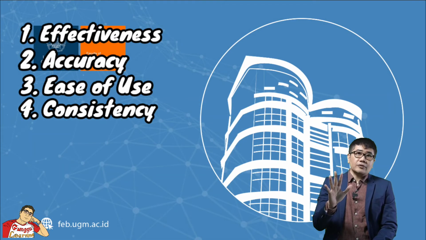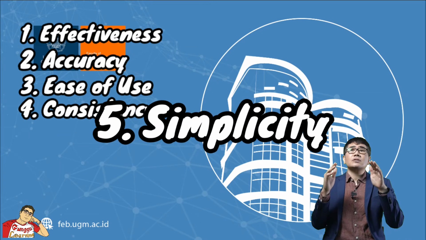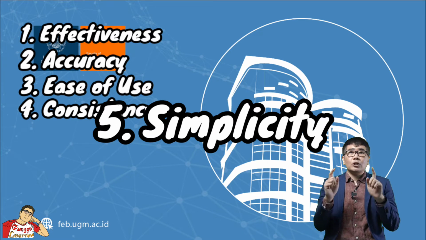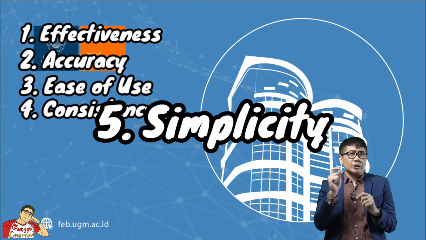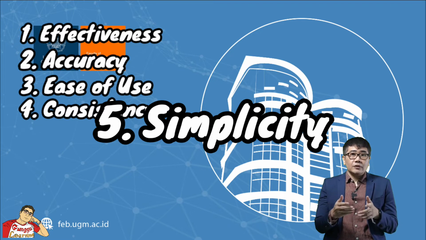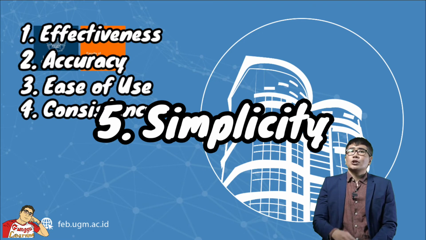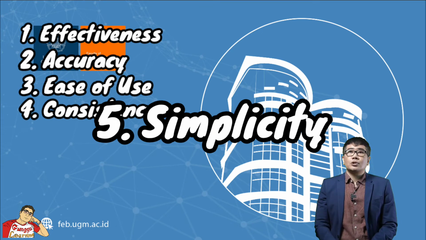The fifth objective is simplicity. The input design should be simple and straightforward. So this means that the users will be able to understand and know where to input the data. The design also should not be too complicated for the users. Therefore, this objective is related to the ease of use objective. Usually, the simpler the design, the easier to use.